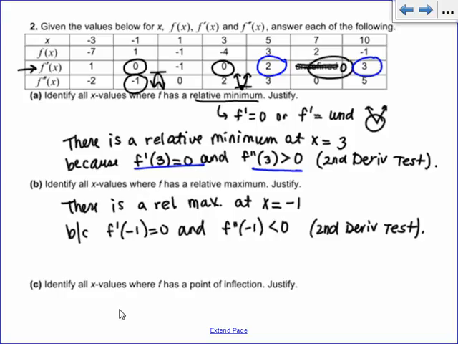Identify all x values where f has a point of inflection and justify. This is where I need to really think about this last part of the table, because if that one was increasing and then increasing again, there should actually be a point of inflection there. But based on my table, I don't have it happening. It doesn't change from positive to negative or negative to positive for my second derivative. So I think I've made an error in my table. I need to think about it a little bit, but anyway, we'll skip that one.